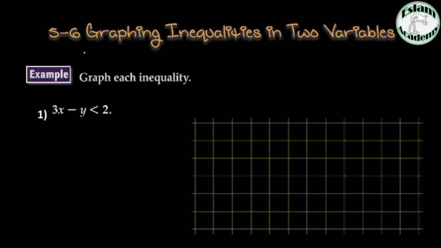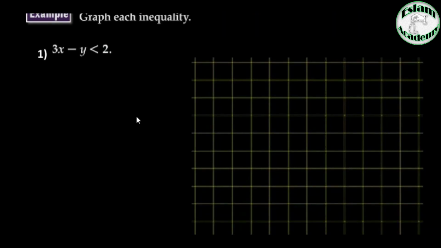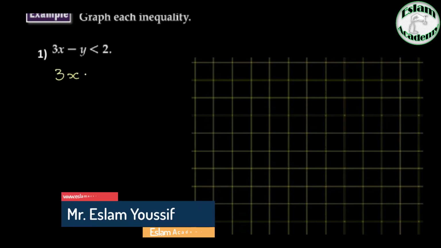In this tutorial, we'll learn how to graph an inequality in two variables. We'll start with graphing the inequality 3x minus y less than 2. To start graphing the inequality, we'll convert it to an equation. So we'll start with 3x minus y equals 2.